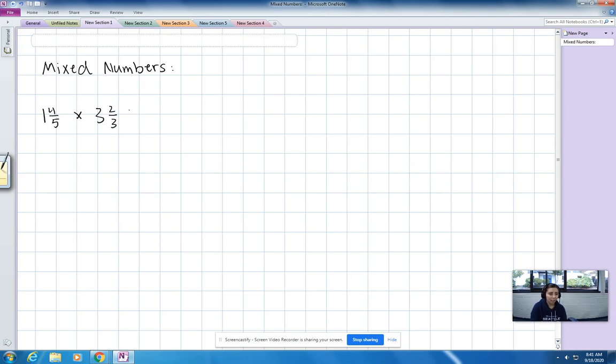Just like with adding and subtracting mixed numbers, we first need to make these improper fractions. And remember, we use the acronym MAD. Multiply, add, denominator stays the same. 1 times 5 is 5. 5 plus 4 is 9. Denominator stays 5. And then with this one here, 3 times 3 is 9. 9 plus 2 is 11. Denominator stays 3.